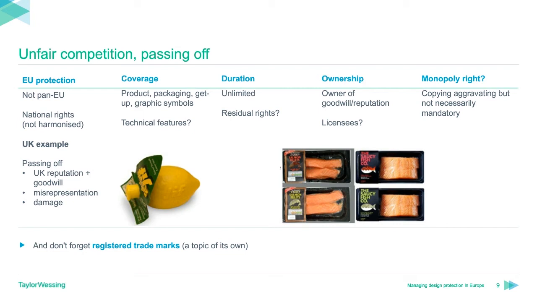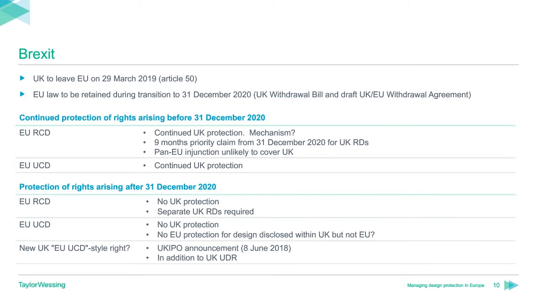And finally, a quick word on everybody's least favorite topic for a Friday, Brexit. So following the triggering of Article 50, the UK is set to leave the EU on the 29th of March 2019. But under the UK withdrawal bill, which was passed earlier this week, and the draft UK-EU withdrawal agreement, EU law is to be retained during the transition period up to the 21st of December 2020.